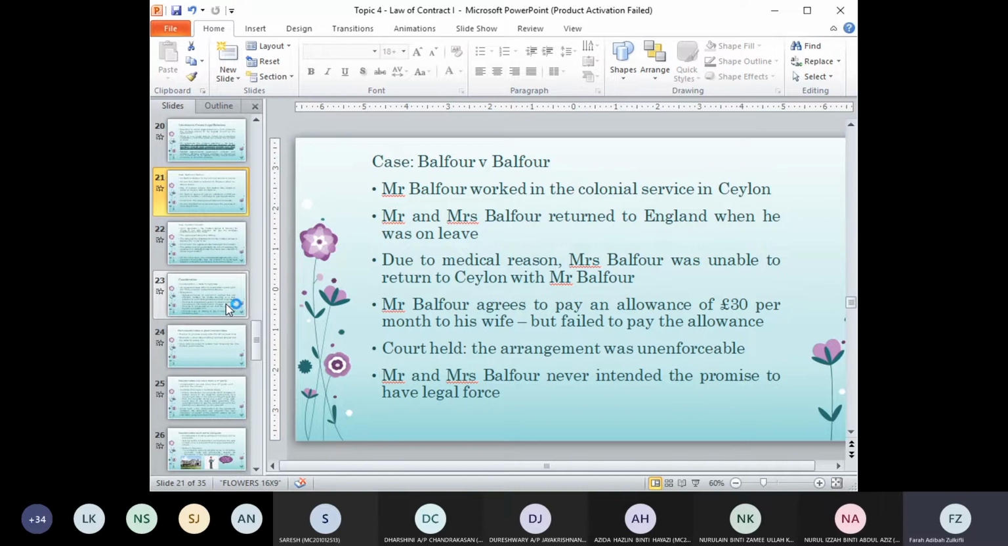So in this case, the court held that the agreement was unenforceable because there was no written contract between them, and it was only a social agreement because Mr. and Mrs. Balfour never intended the promise to have legal force. So in this situation, it is only a social agreement. It is not enforceable in court.